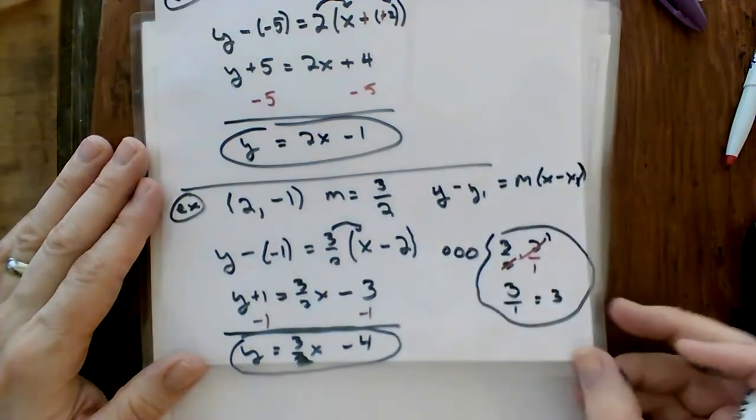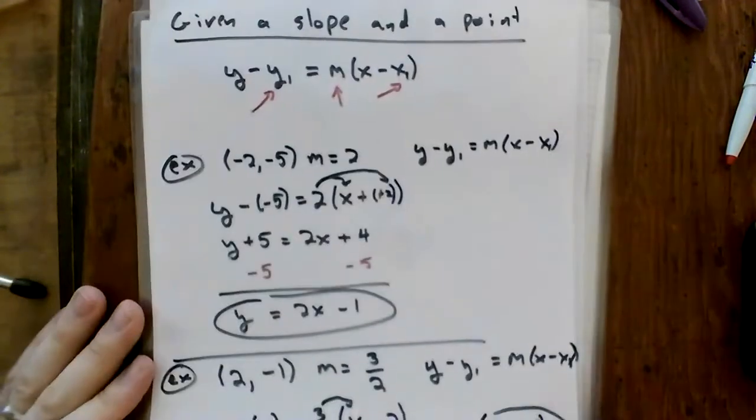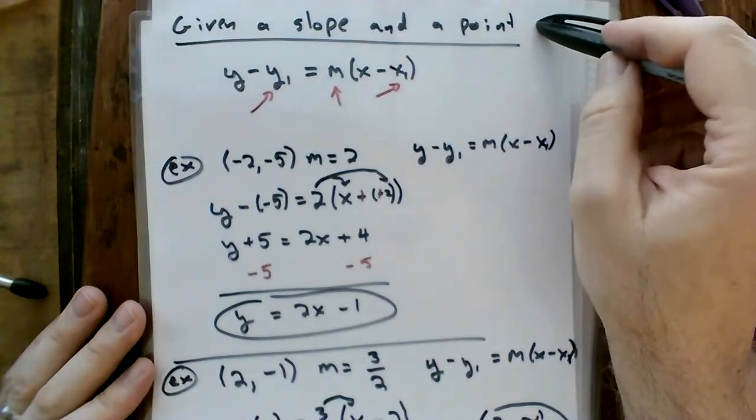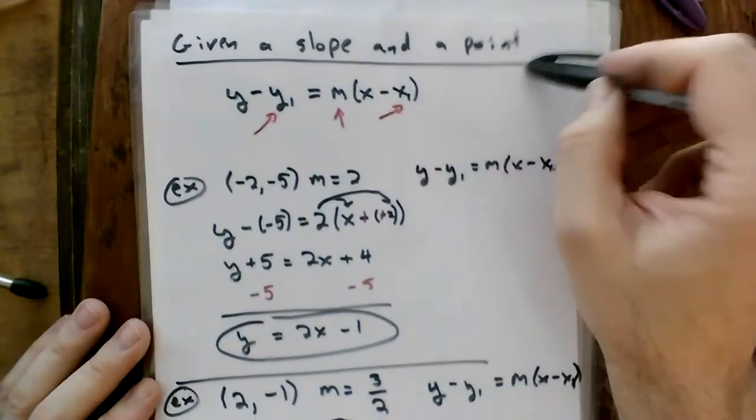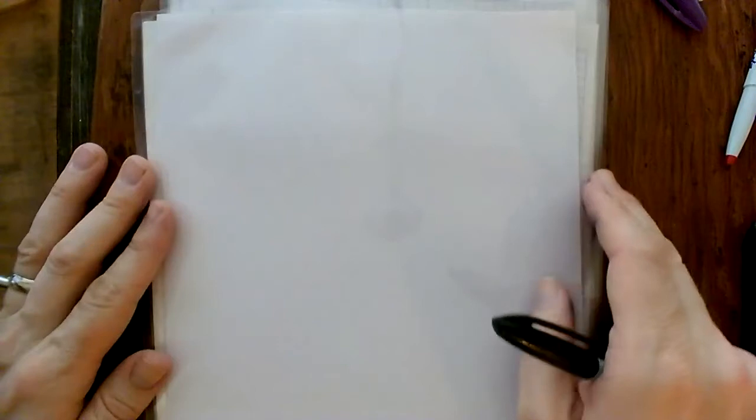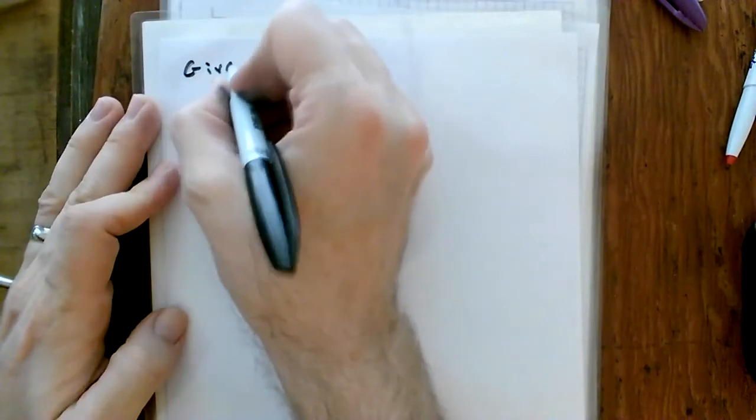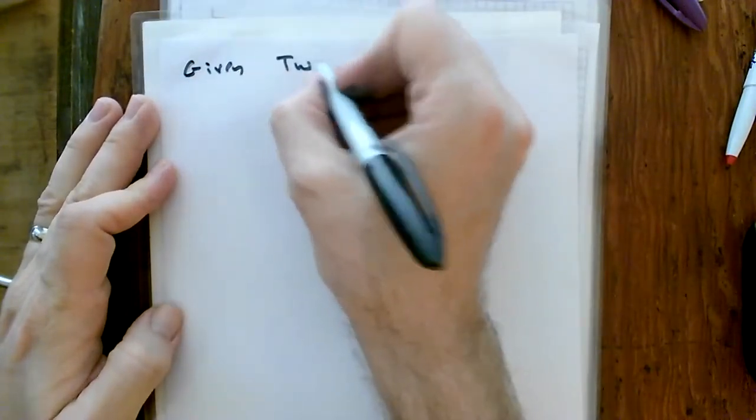Okay, let's do some examples where I'm not given a slope, but I'm only given 2 points. And I'll do a couple of these. These are by far the most work-intensive questions to do. So let's say we're given 2 points.